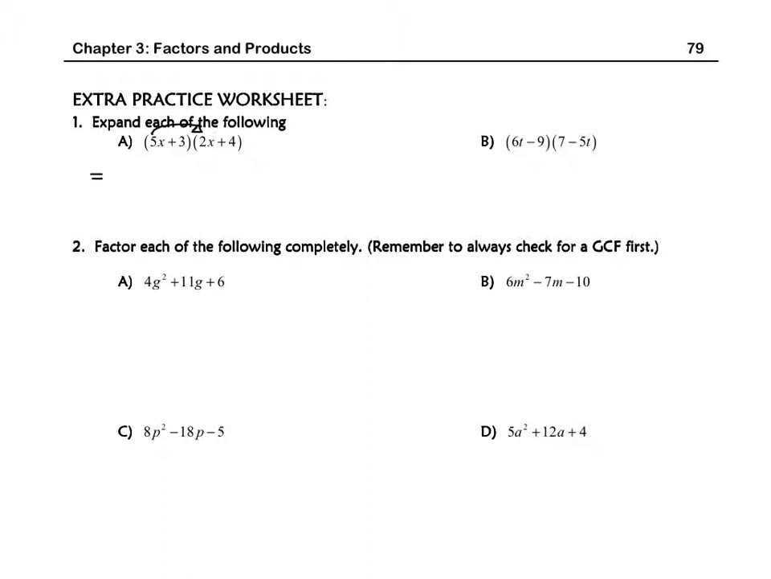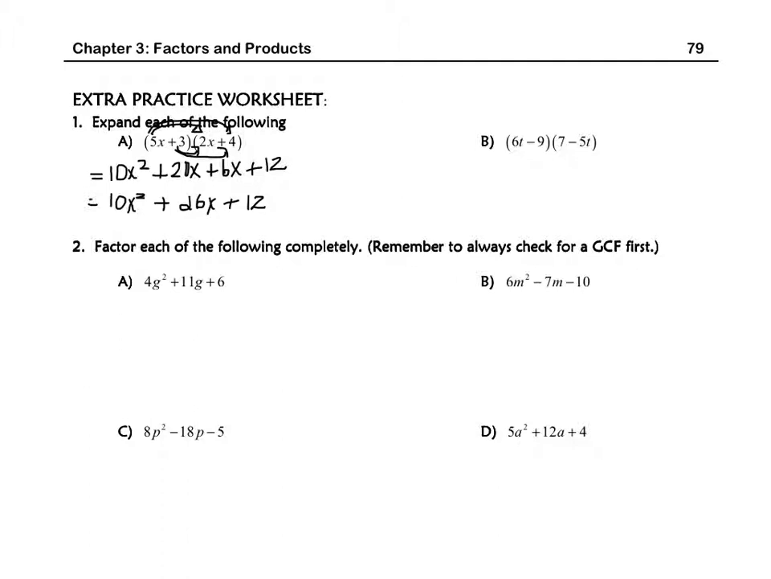So 5x times 2x is 10x squared. And then the 5x times the 4 is going to be 20x. And then 3x times 2x is going to be 6x. And then 3 times the 4 is going to be 12. So we have 10x squared, and put your like terms together, it would be 26x, plus your 12.